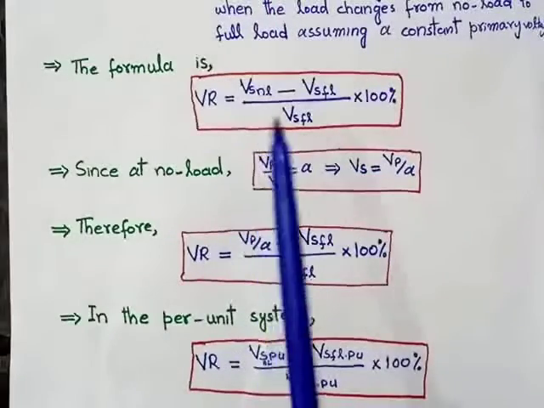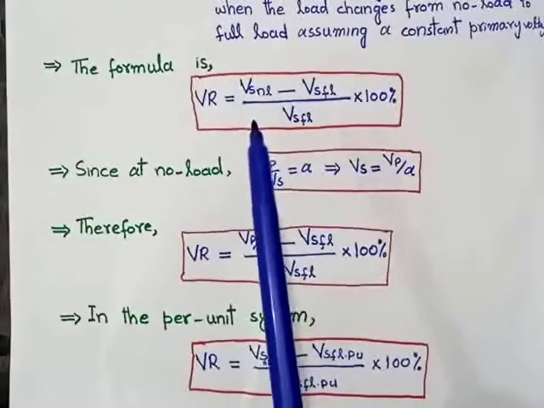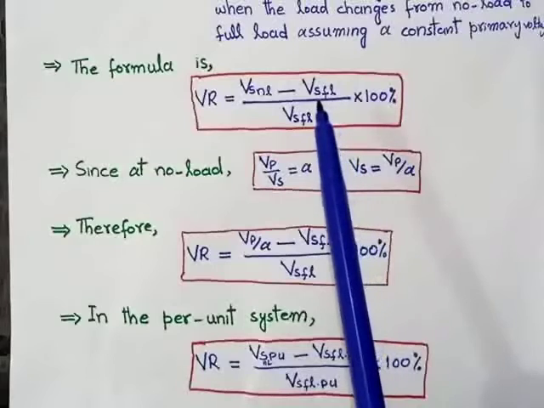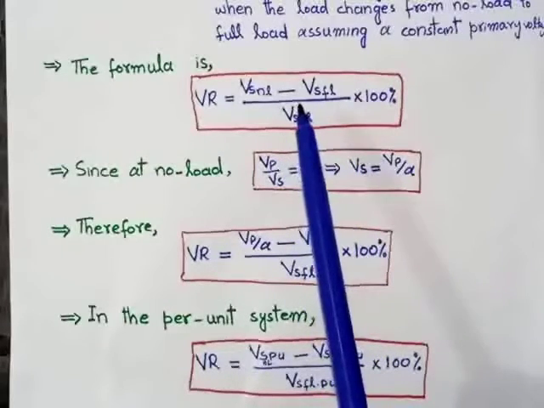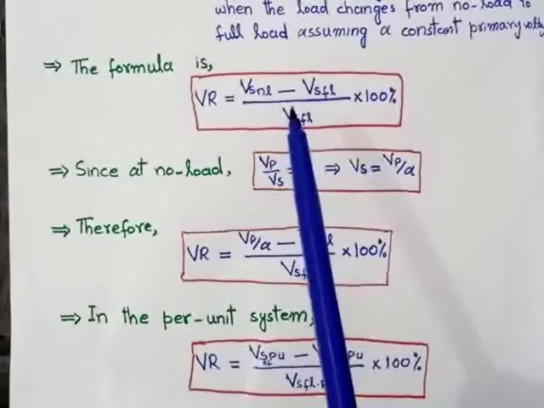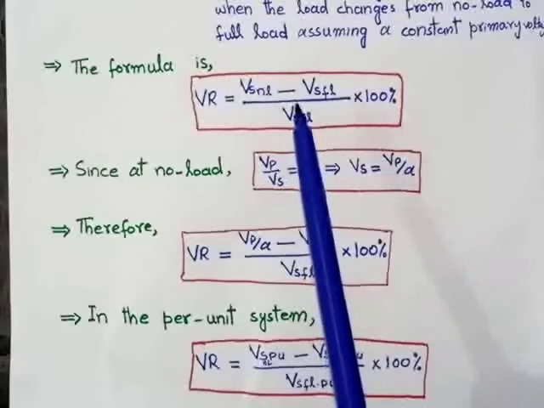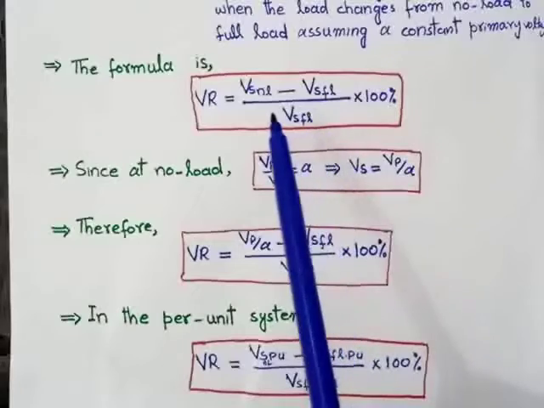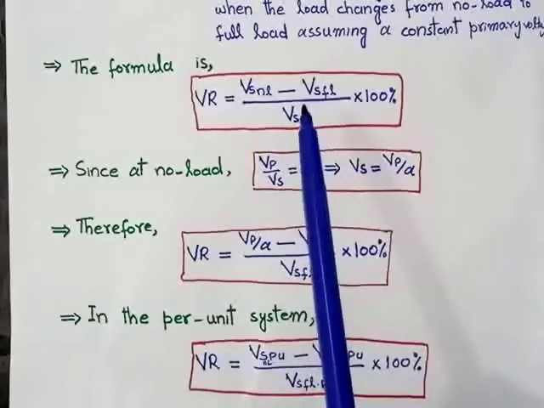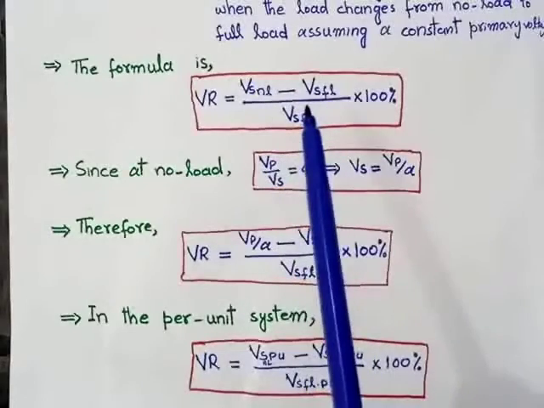As we have already discussed, the voltage regulation is basically defined based on the output parameters. In case of a transformer, the output is secondary. So that's why we defined the voltage regulation based on the secondary voltages. There is no primary voltage. These are the secondary voltages.